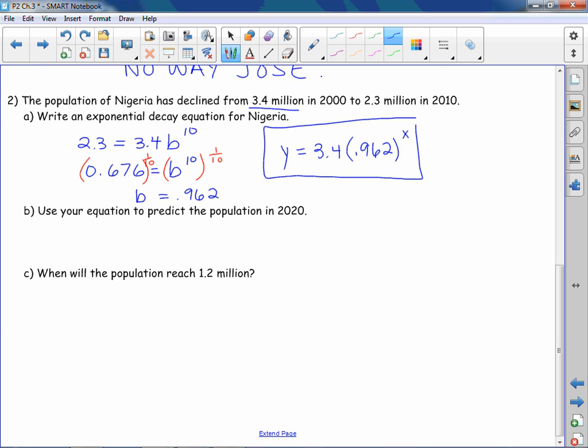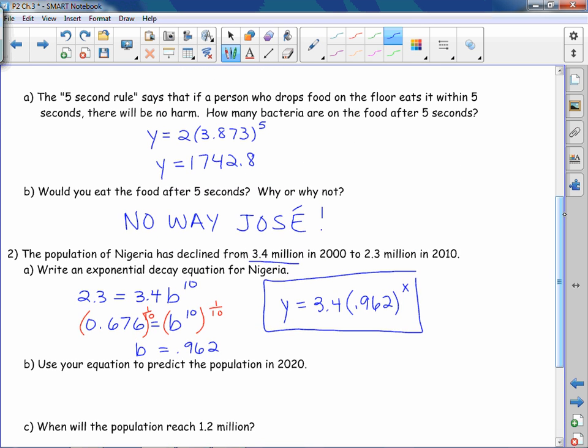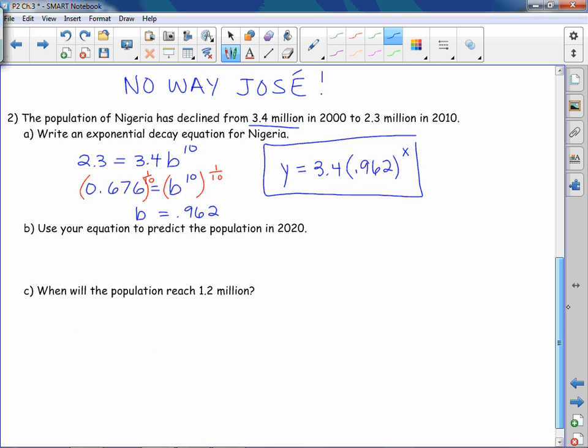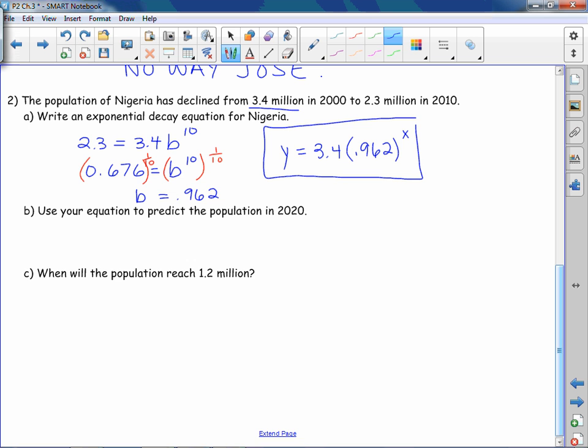And look at this. Here's another way to know that it's decay. When your b is greater than 1, like 3.873 up here, that's going to be exponential growth. It's going to actually grow. But when we get something that's less than 1, a fraction of any sort for the b, then that's going to be decay and it's going to be coming down.